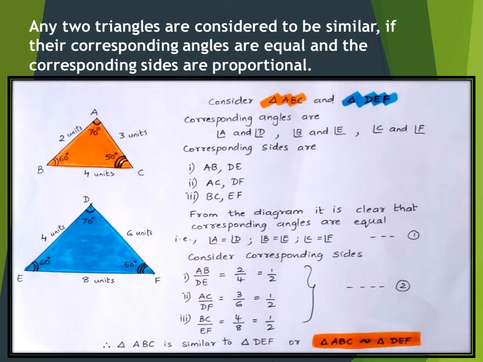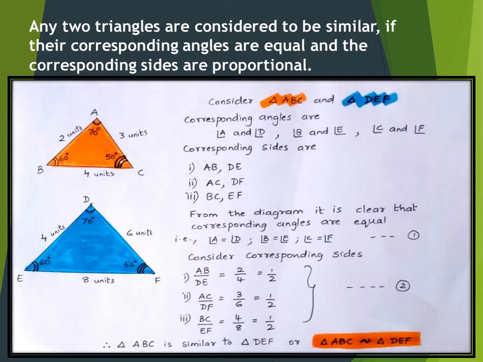So for each pair, the corresponding sides are proportional, because it is 1 by 2 every time. Therefore, you can tell triangle ABC is similar to triangle DEF because it satisfied both conditions: the first condition is that corresponding angles are equal, and the second condition is that corresponding sides are proportional to each other.